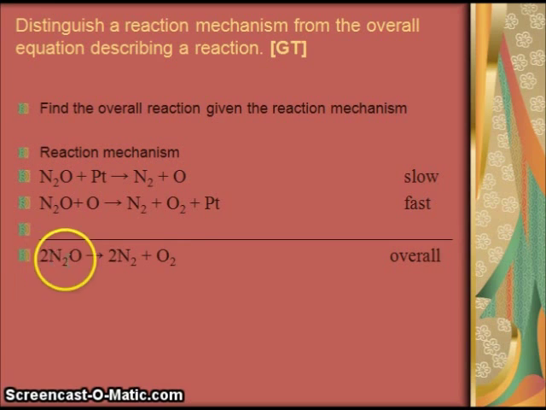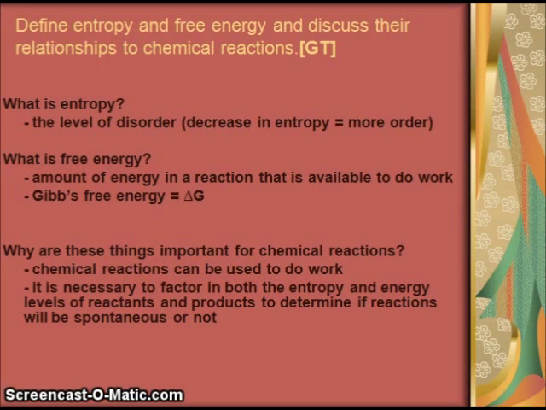So the overall reaction here we would write as 2 N2O yields 2 N2 plus O2. And this is aided again by a platinum catalyst. We could write Pt above the arrow to indicate its catalyst status. In our final slide, we will define entropy and free energy and then discuss their relationships to chemical reaction processes.